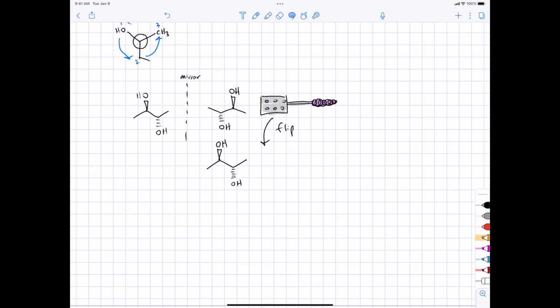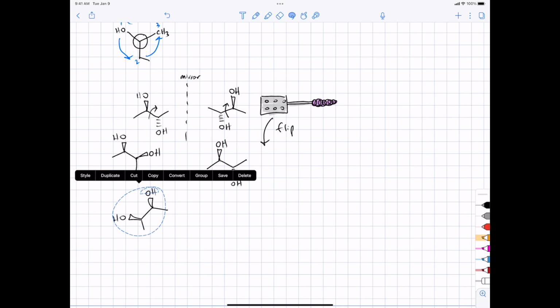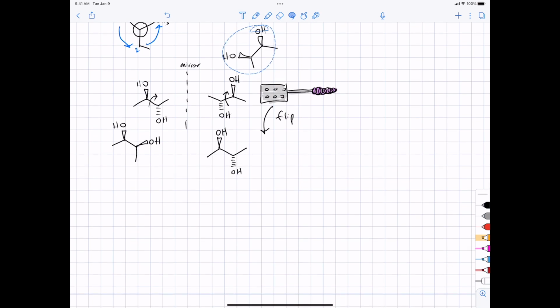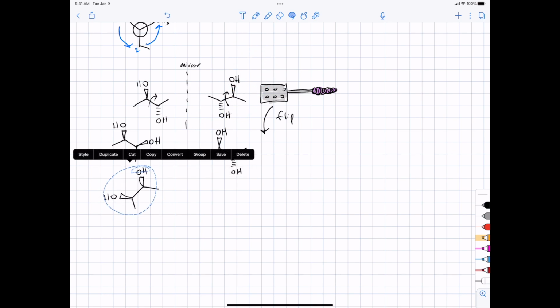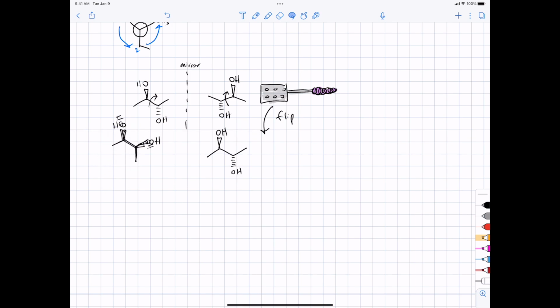All right, another way you could realize that they are the same thing is to try to rotate around this carbon such that you arrive at a conformation where the methyl groups are eclipsed with each other. Okay, and you could do the same here. Rotate around the carbon such that the methyl groups are eclipsed with each other. And then, spin. Same thing, right?